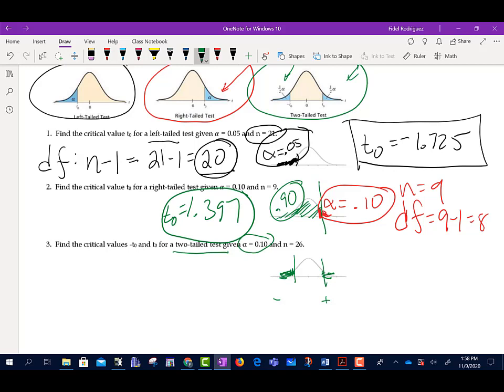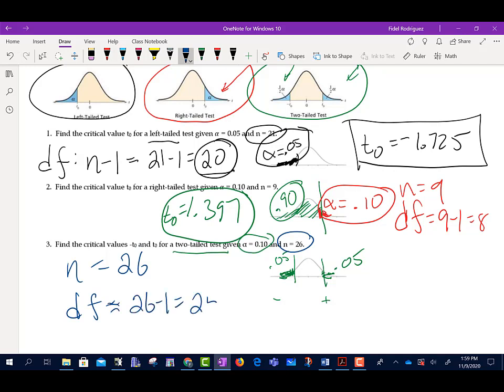So think about it this way. Think about this as like a dime. It's 0.10, right? So then the area here is going to be 0.05, and the area here is going to be 0.05. Okay. And so now the other thing we know is that if our n in this case is 26, then my degrees of freedom is going to be 26 minus 1, which will be 25, okay?